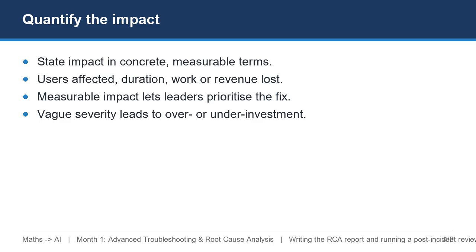State the impact in concrete, measurable terms: the number of users affected, the duration, the work hours or revenue lost, whether there was data loss. Measurable impact is what lets leadership prioritize the corrective work proportionally and judge whether the cost of prevention is justified. Vague words like critical or severe don't help anyone decide. Numbers turn an incident into a business decision.